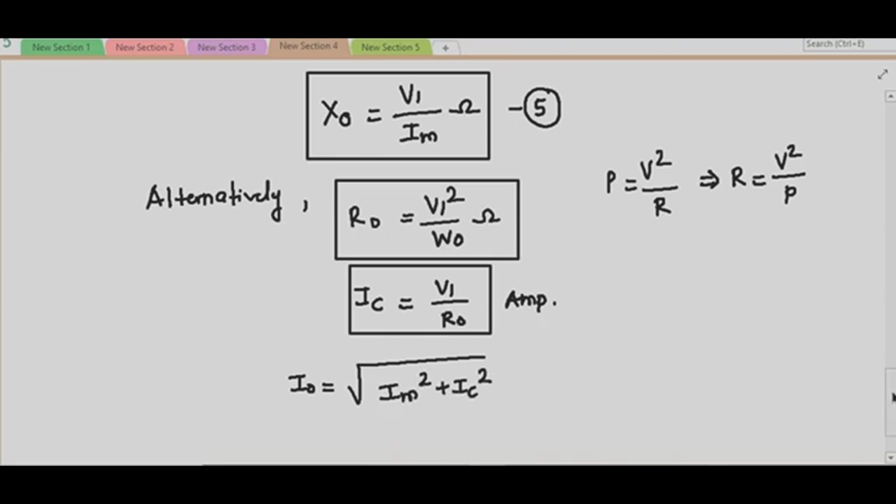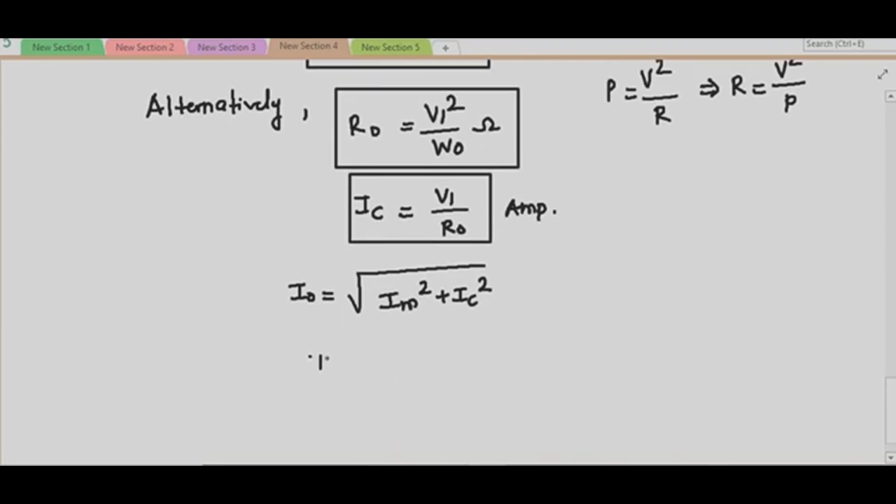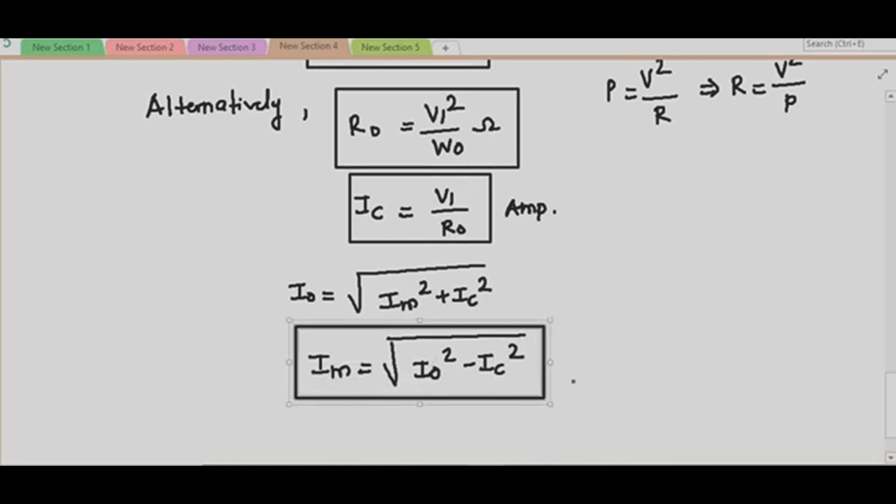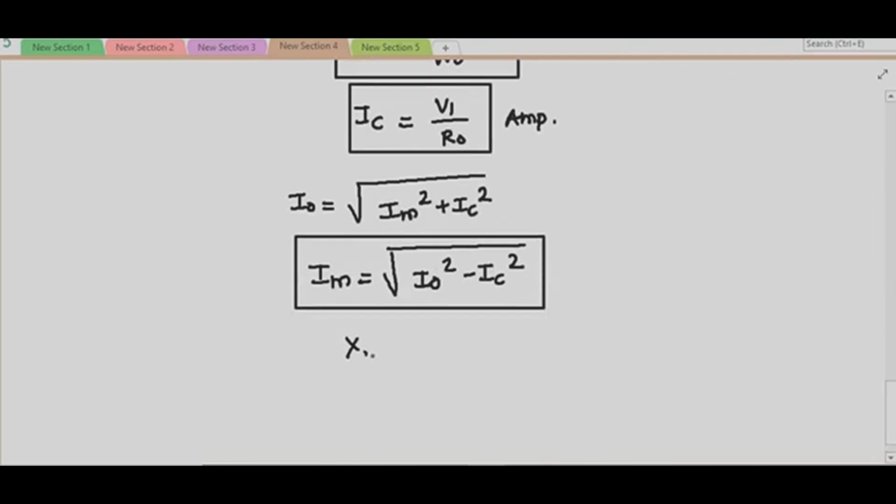So after getting IC, you can find out IM because you have I not reading. IM equals under root of I0 square minus IC square. Right? After finding out IC, we can find out the XM. What is XM? It will be nothing but V1 upon IM.